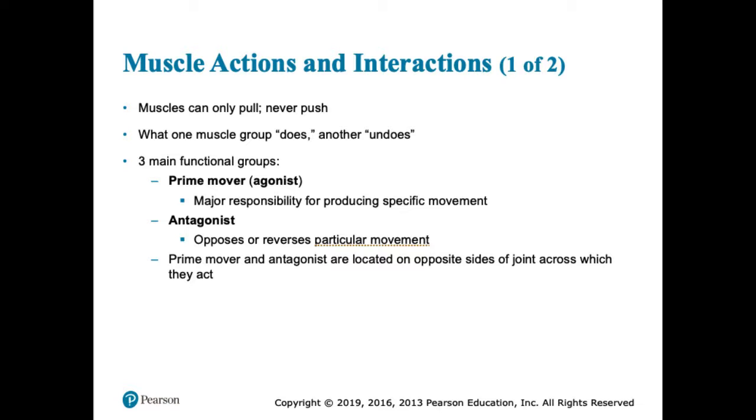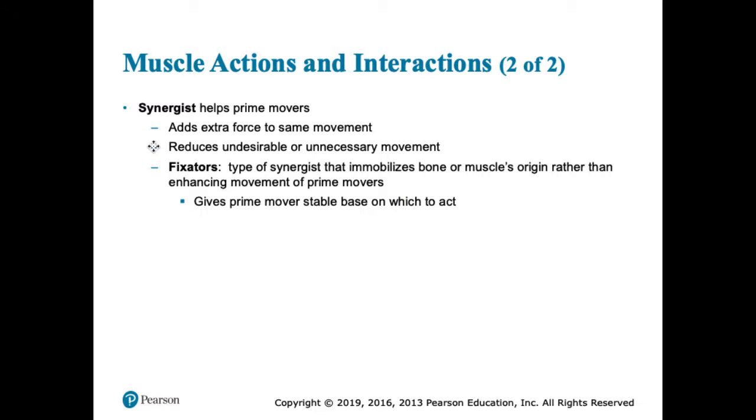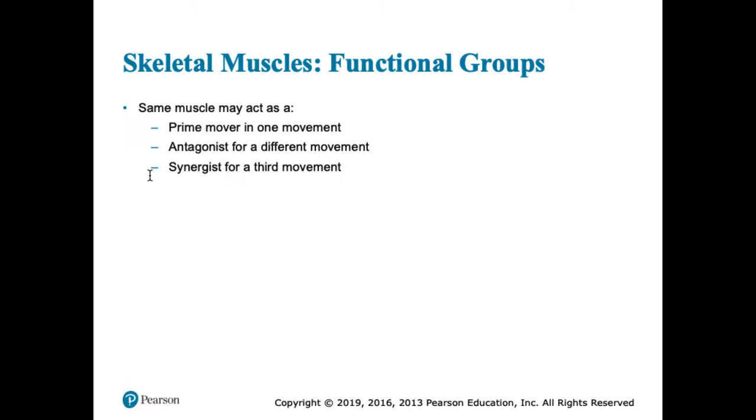There are three main functional groups. The prime mover, the agonist, has major responsibility for producing a specific movement. The antagonist opposes or reverses a particular movement. The prime mover and the antagonist are located on opposite sides of the joint across which they act. Synergists help prime movers, adding extra force to the same movement and reducing undesirable or unnecessary movement. Fixators are a type of synergist that immobilizes bone at the muscle's origin rather than enhancing the movement of the prime mover, so it gives the prime mover a stable base on which to act.